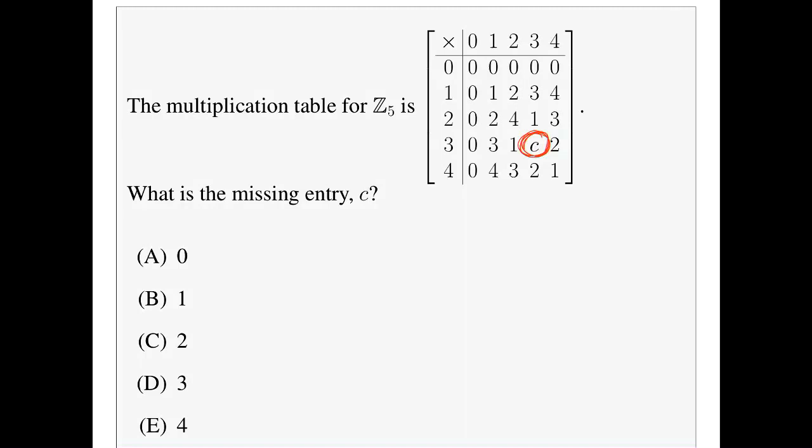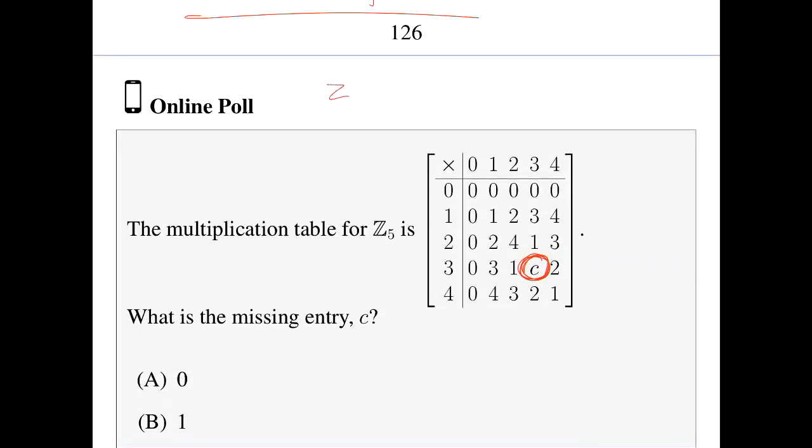So the question is just, what's 3 times 3 in Z5? 3 times 3 should be 9 if you're working in the integers, but 9 is not an element of Z5. Z5 is just the numbers 0 to 4.